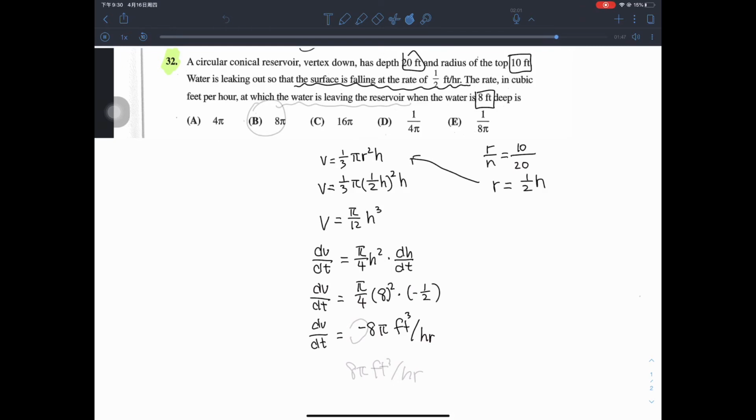Since the question indicates that the water is leaving the reservoir, we can ignore this negative sign. So the final rate comes to 8 pi cubic feet per hour. So the answer is B.